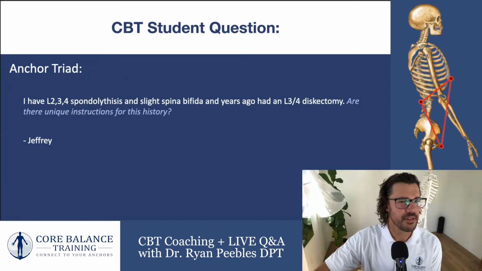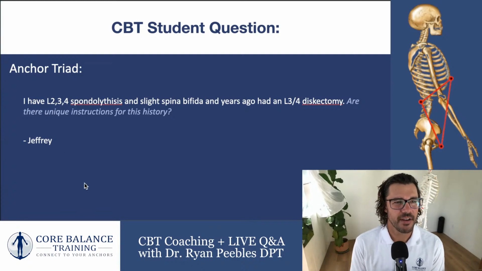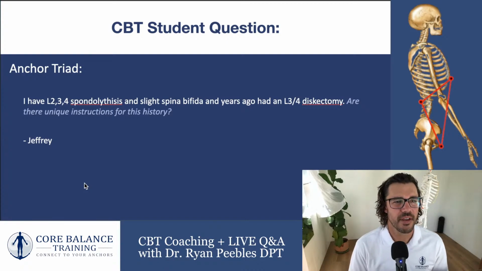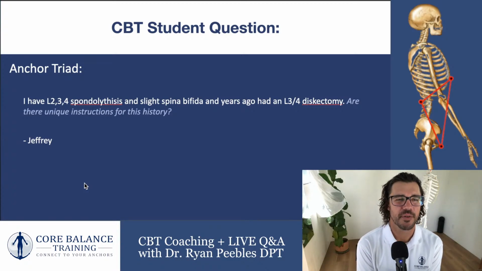We're going to go ahead to the next question from Jeffrey, posted in the Anchor Triad. Jeffrey says, I have L2, 3, 4 spondylolisthesis and slight spina bifida, and years ago had an L3, 4 diskectomy. Are there unique instructions for this history? That's a great question, Jeffrey. I think that's a question that everyone wants to ask.